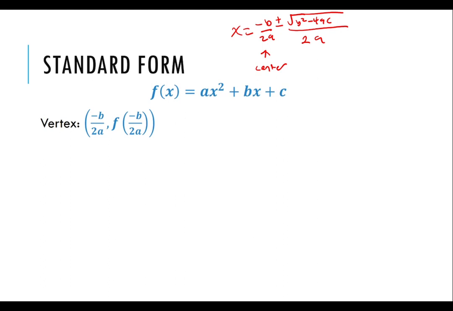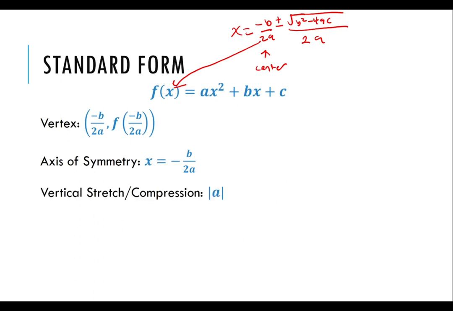Then once I find that negative b over 2a, I just take it and I plug it back into the function. Plug in the x-coordinate, we get the y-coordinate. And so that's what I've written here. The center, negative b over 2a, is the x-coordinate of the vertex, and then f of negative b over 2a will actually give us the y-coordinate of the vertex. Then remember that the axis of symmetry is that center, so it's going to be x is equal to negative b over 2a.